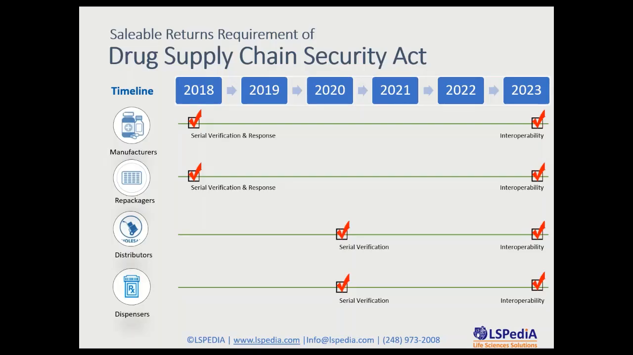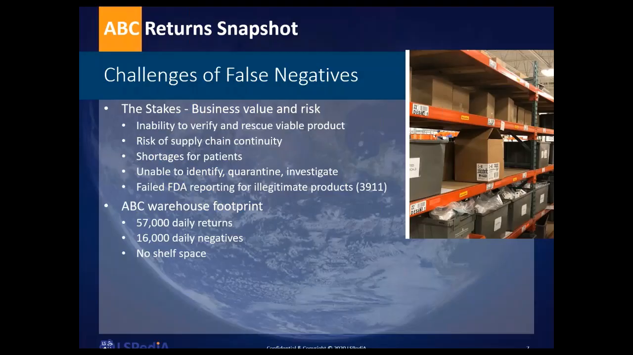So, the challenges of false negatives. I think one of the first things that needs to be noted here is that the saleable returns process is anything but broken. The industry owes a great deal of thanks to wholesalers, distributors, AmerisourceBergen, and all the rest that have done a fantastic job historically of managing saleable returns, as they will concur up to 2% of the products in the supply chain come back to them through this saleable returns process.